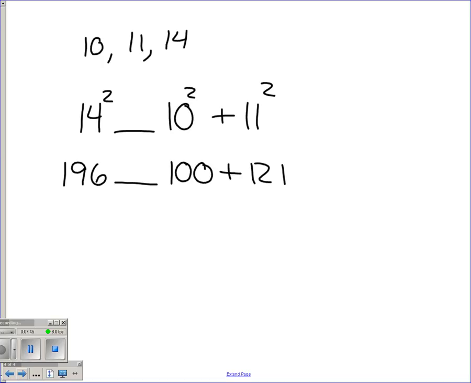And what we have is 196 compared with 100 plus 121, or 196 compared to 221. Well, that is definitely less than. Because it's less than, this is an acute triangle. The biggest side, when you square it, if it's less than the sum of the other two sides squared, that's going to be an acute triangle. Well, let's take a look at the last one.